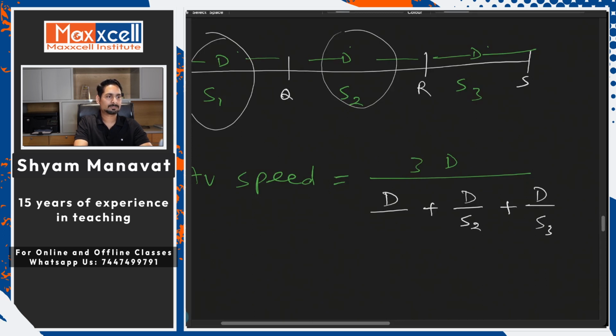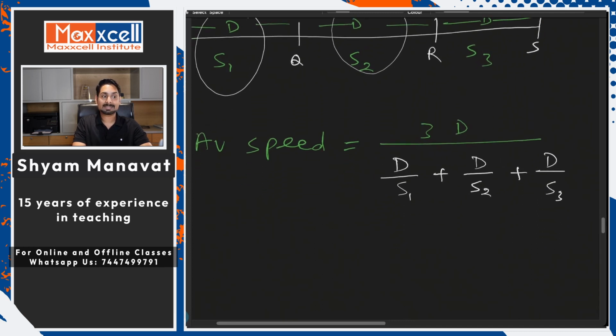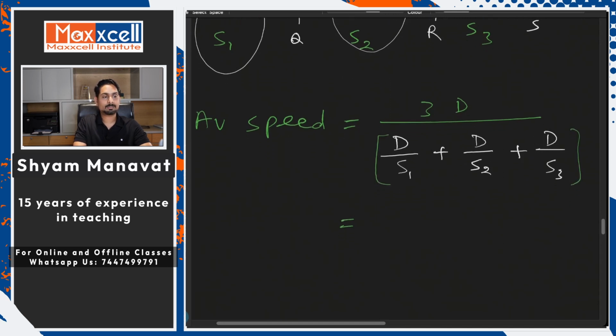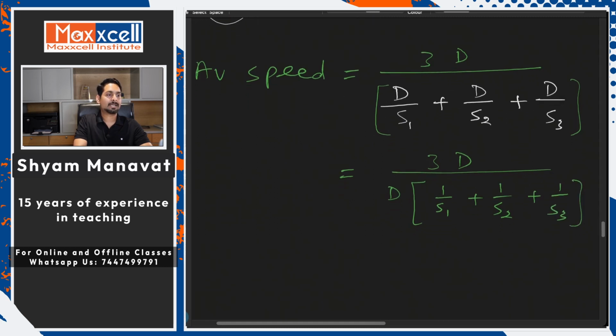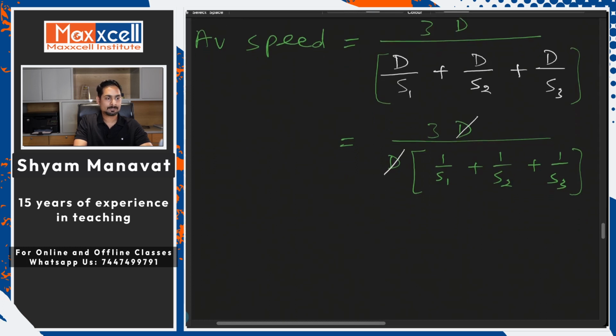Very good. Now, can I take D common from the denominator? Yes. So I have 3D here. I take D common. What is left with me? It's 1 upon S1 plus 1 upon S2 plus 1 upon S3, right? And I can cancel D and D here, right?